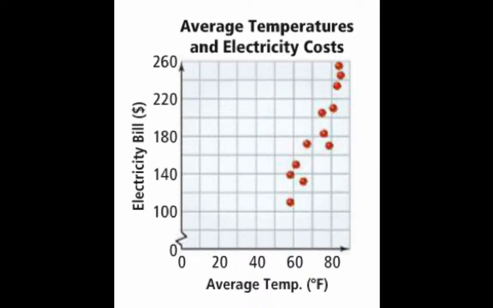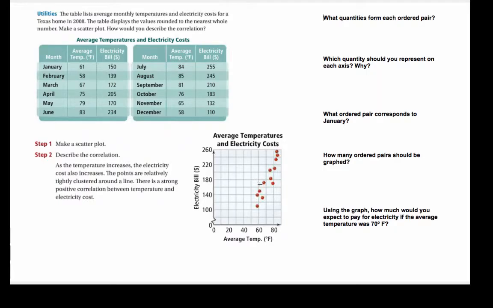So, it's very important to scale our graphs correctly. You just have to analyze the data, look at the range of the data, look at the least value, the maximum value, and decide on a scale from there. Okay? So we see our horizontal axis, each line represents 10 degrees Fahrenheit, and our vertical axis, each line represents $20. So here are all of our data points.